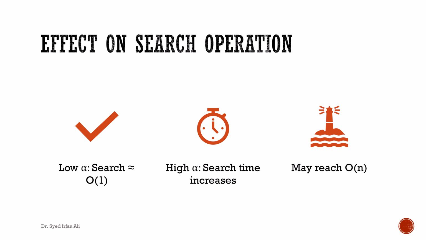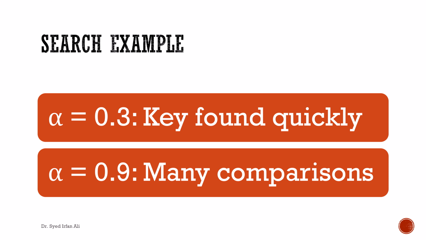Now let us see how load factor affects search operation. When alpha is low, there are fewer collisions and search time is approximately O(1). When alpha is high, we may have long chains or many probes, and search time increases and may reach O(n) in worst case. For example, if alpha is 0.3, the key is usually found in one step. But if alpha is 0.9, we may need several comparisons before finding the key. So higher load factor means slower search.